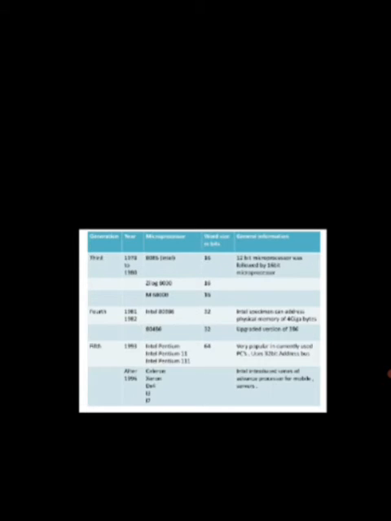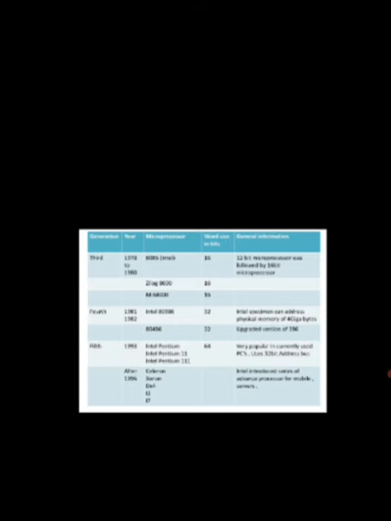Now we will see the third generation. The third generation was between the years 1978 to 1980. It was a 16-bit microprocessor. It included Intel's 8086, Zilog Z8000 and Motorola M68000. So these microprocessors were developed as 16-bit microprocessors.